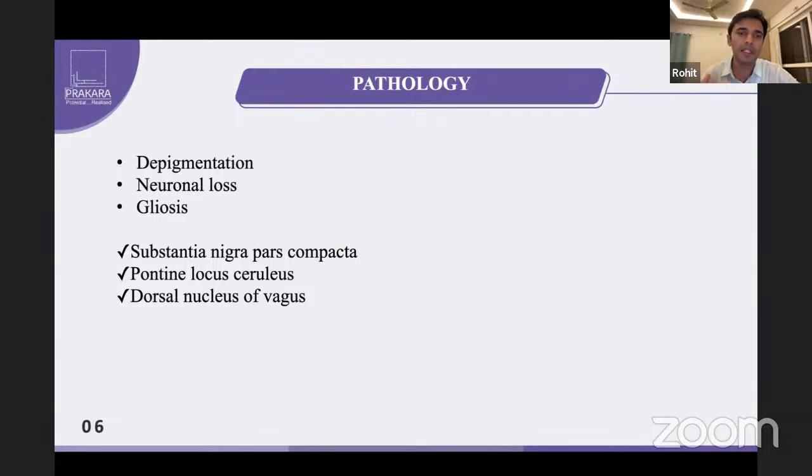Initially only one of these areas or some of these areas can be involved, but later on it spreads and multiple areas of the brain get involved. But the predominant areas that one should remember are substantia nigra pars compacta, pontine locus ceruleus, and dorsal nucleus of vagus.